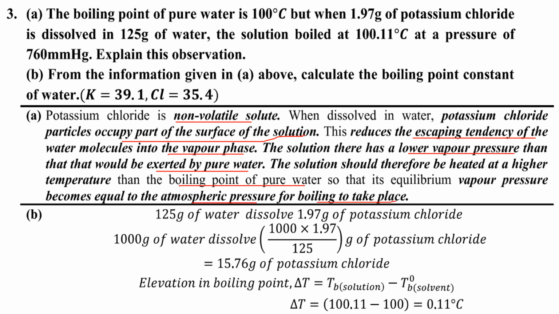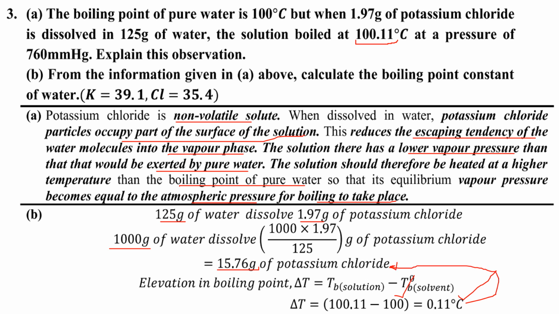so that its vapor pressure gets into equilibrium with the atmospheric pressure for boiling to take place. Now if you look at part B, the mass of the solvent was 125 and the dissolved mass of the solid is 1.97 grams. What about 1000? The mass you always get is directly linked to the elevation in boiling point. So what's the elevation in boiling point? You get 100.11, less the pure solvent, and the elevation in boiling point is thus going to be 0.11 degrees Celsius. So this elevation in boiling point is what caused this mass.